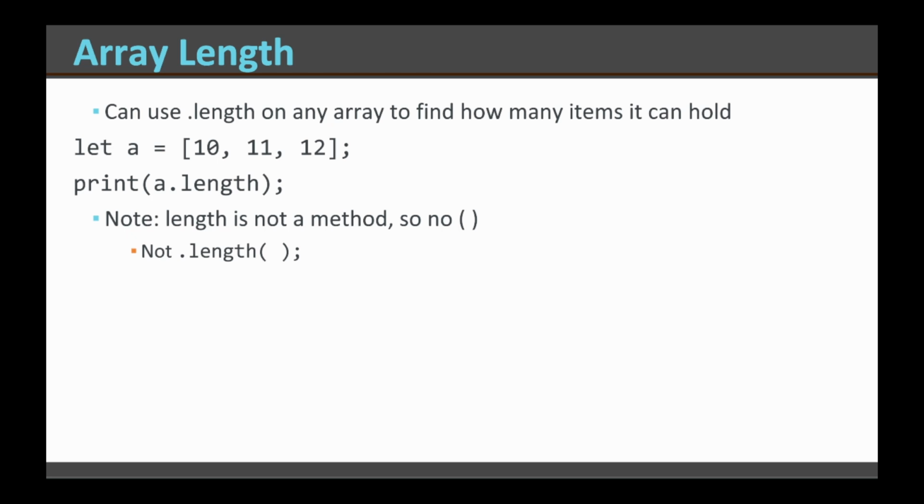So something to note here is that length is a little weird. Usually when we have something that acts upon an object, it's a method. It's a function. You have to put parentheses behind it. Length is a little weird in that it does not have that. So with length, you do not use parentheses after. It is a property, not a function.